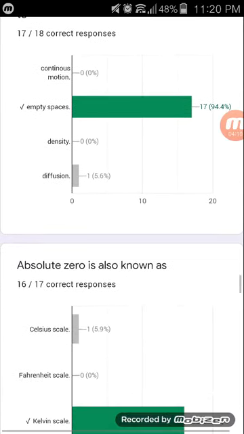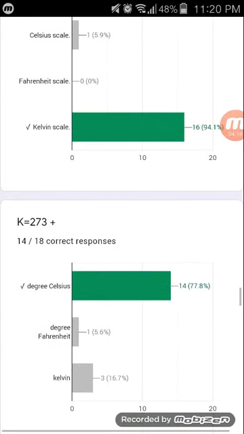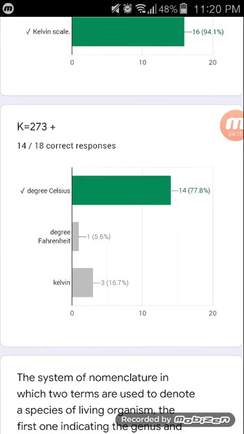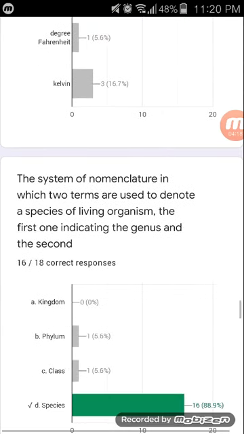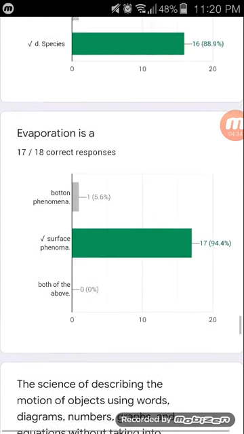94% of people selected it. Absolute zero is on the Kelvin scale. This is the formula: K is equal to 273 plus degrees Celsius. You must have seen it in the lecture. The next question we have is nomenclature. Nomenclature is a naming system, right? We know that in the naming system of any animal there are 2 names. The first represents the genus and the second represents the species.